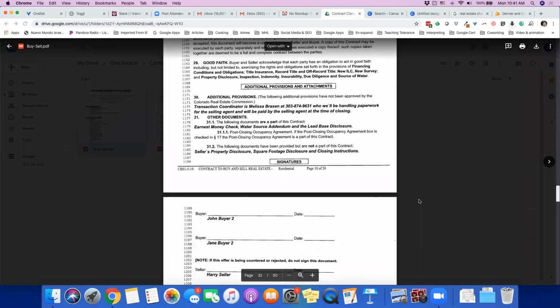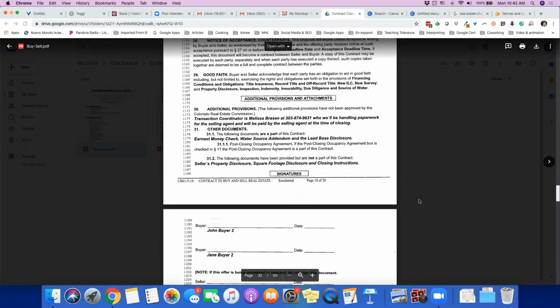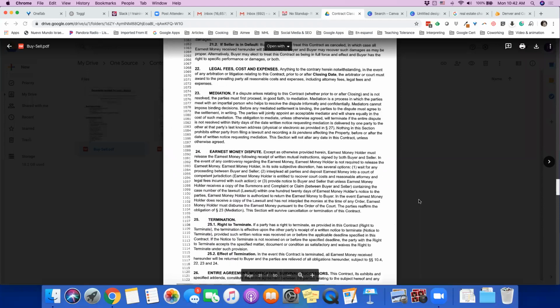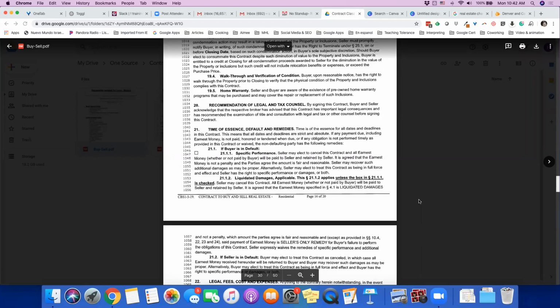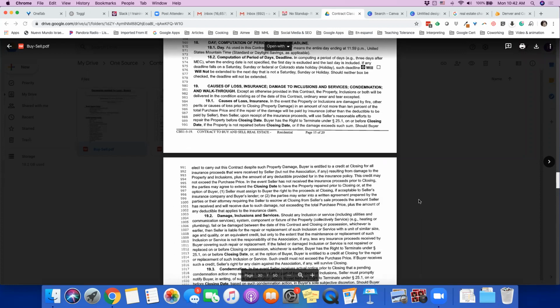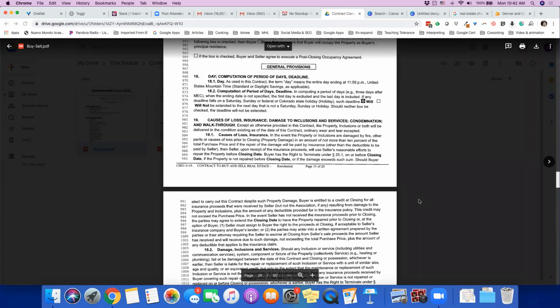Did somebody ask a question? Yes, I did. I'm going back to number 18. I'm sorry. You're good. It says on there, and I thought we weren't ever supposed to use this, on 18.2, computation of period of days deadline. It says 3 days after MEC. I thought we weren't supposed to use MEC. We are not supposed to do that. Please ignore it. So should I? Do not do that. Do not do that. Thank you.